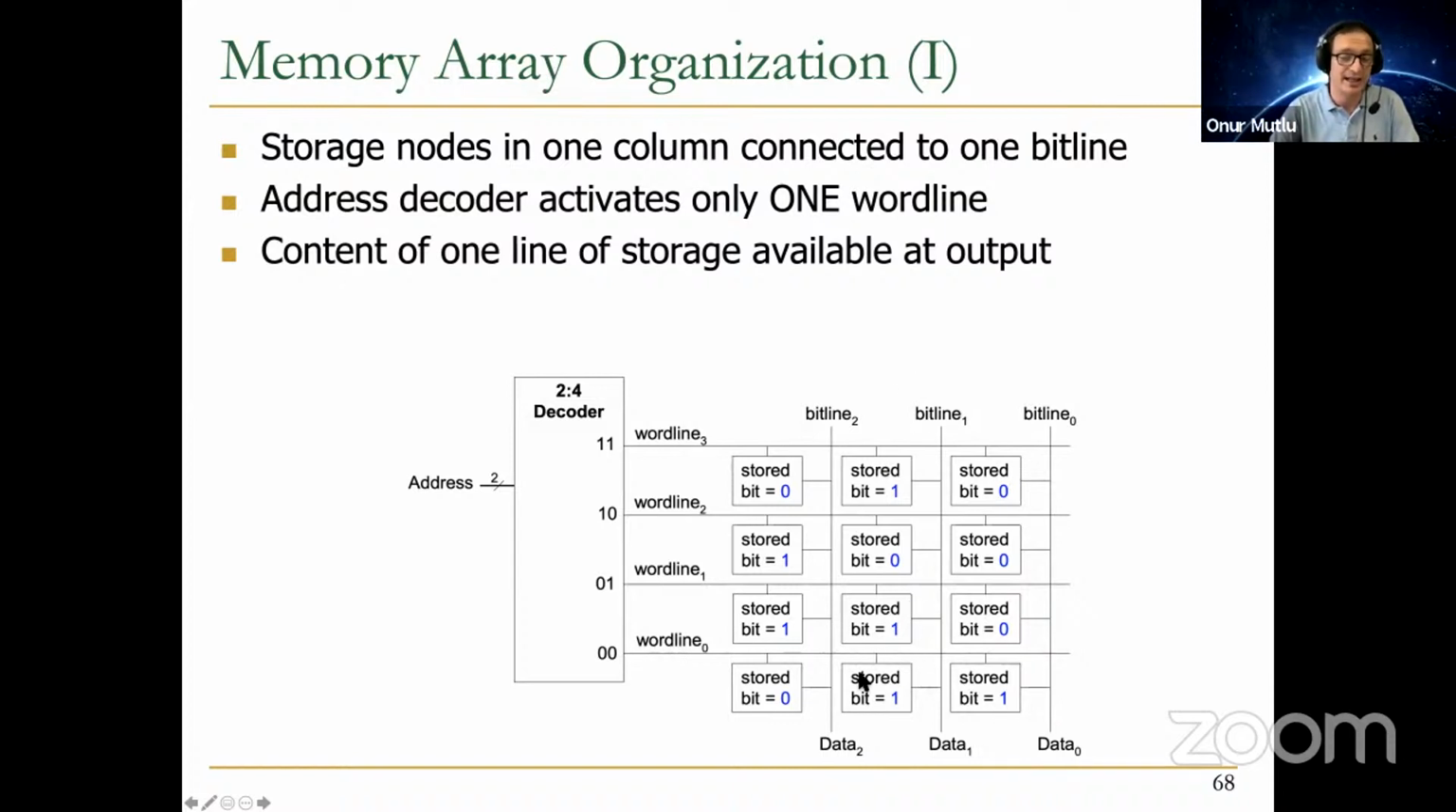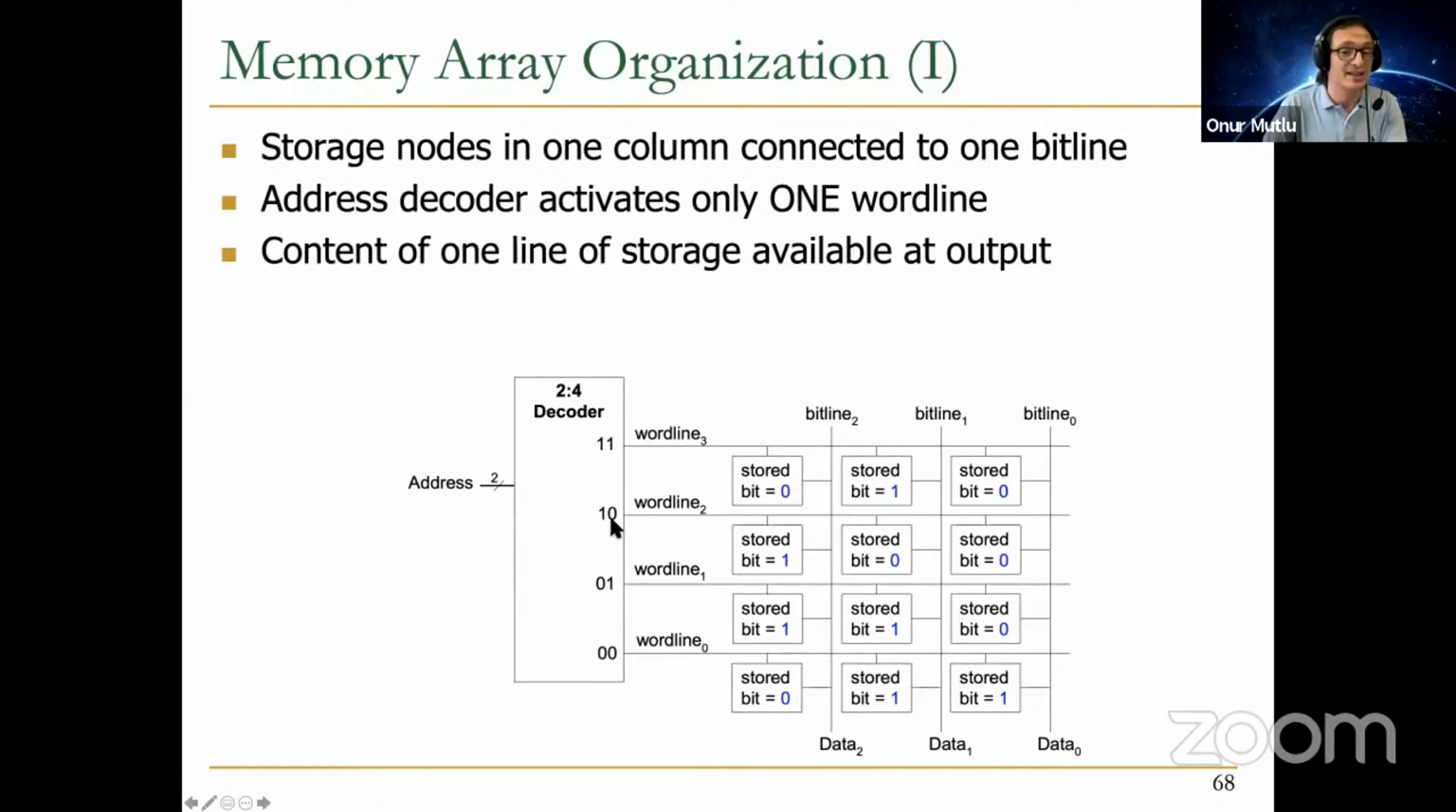And then bit line 1 is connected to this column, and bit line 2 is connected to this column. So basically, you have bit lines running on the y-axis, getting each bit out, and you have word lines running on the x-axis to decide which row of cells should be activated. Essentially, the address decoder gets a 2-bit address over here and activates one of the word lines, because we have 4 rows, right, in this case.